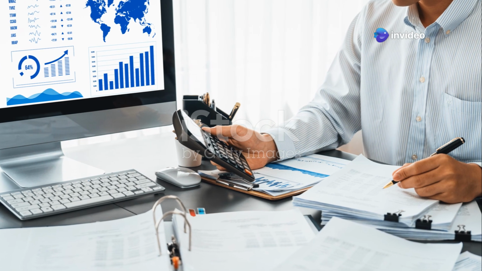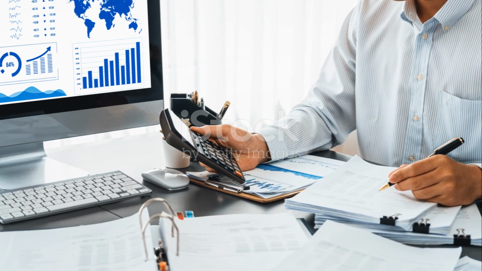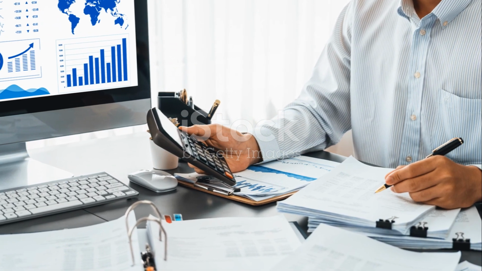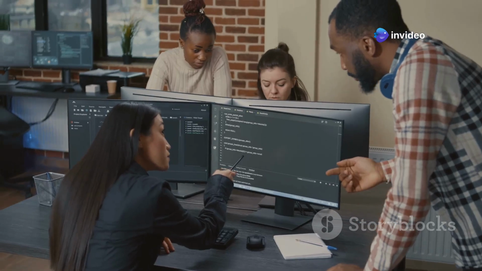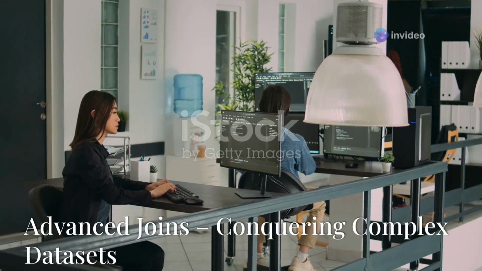Window functions, they're incredibly powerful, and they can be used for so much more than just ranking. You can calculate running totals, moving averages, and a whole bunch of other cool stuff. Definitely take some time to really dive into window functions. They're a total game changer.